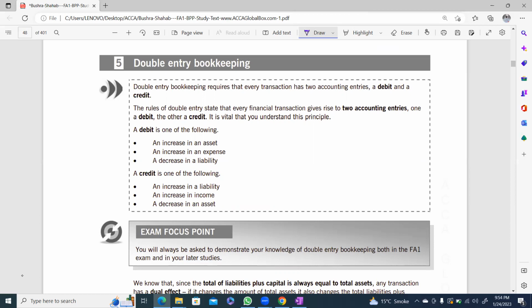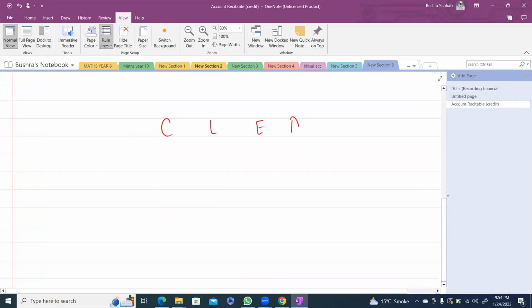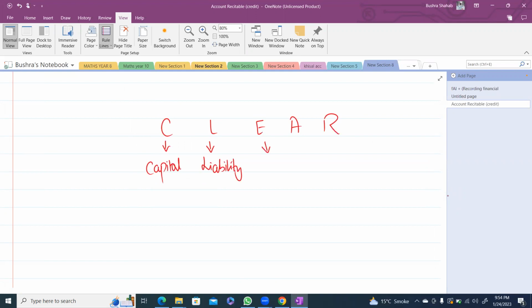A debit is one of the following: an increase in an asset, an increase in expense, or a decrease in a liability. A credit is one of the following: an increase in a liability, an increase in income, a decrease in an asset. Now you know this mnemonic. We might have discussed it, I don't exactly remember. CLEAR. C stands for capital. L stands for liability. E stands for expenses. A stands for asset. R stands for revenue.